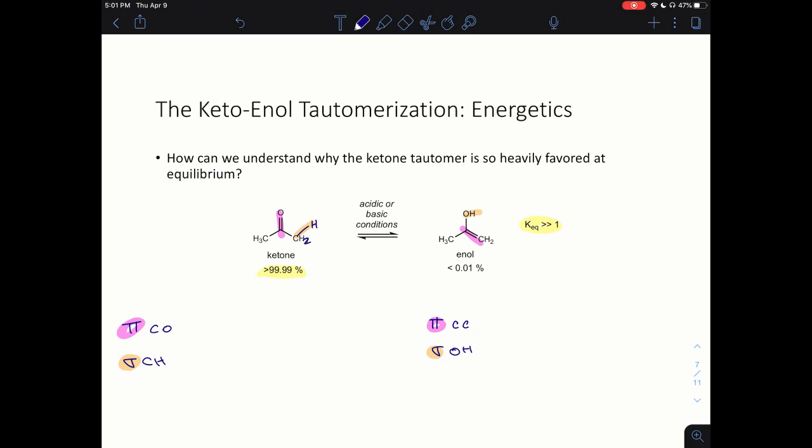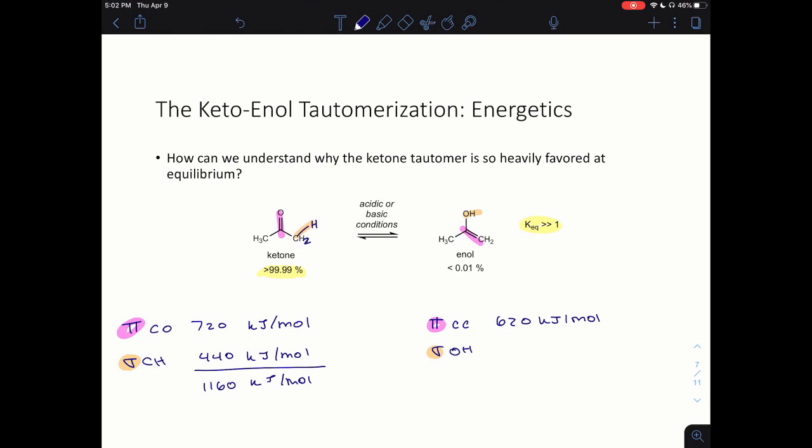So the bond strength of pi CO is 720 kilojoules per mole. For sigma CH, we have 440 kilojoules per mole. And for the ketone, we have a grand total of 1,160 kilojoules per mole. Let's take a look at the enol form. For the pi CC, we have 620 kilojoules per mole. Okay, so you can see it's a weaker bond than the pi CO with a higher bond strength. Takes more energy to break pi CO.